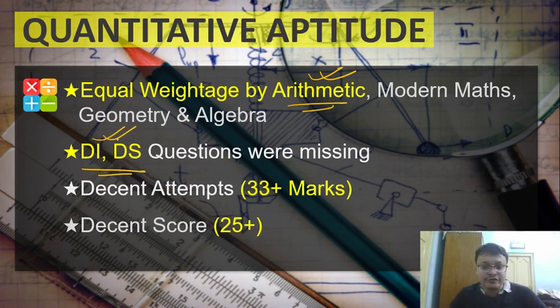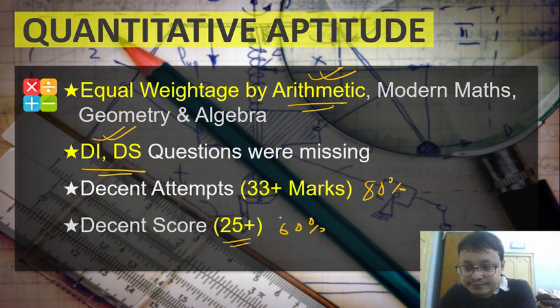Again, out of 40, if you look at 33 plus, the 80% is what is a good attempt, and 60% is what is a good score to go ahead with.